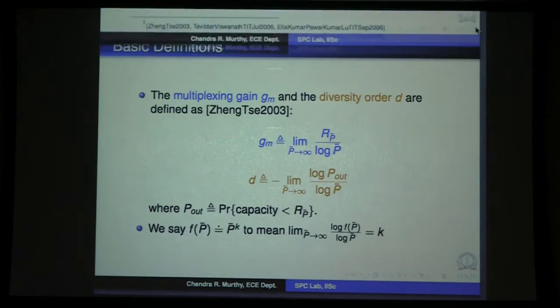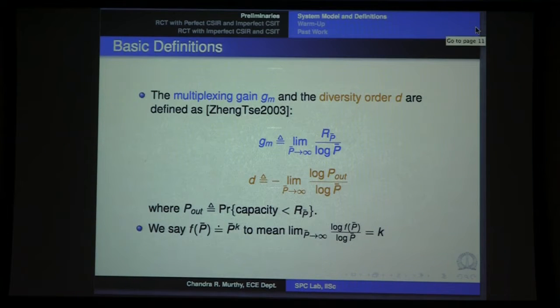degrees of freedom. Mathematically, the multiplexing gain is defined as the scaling of the target data rate, which is denoted R P bar, to the log of the transmit power, or the transmit power in the dB scale, as the transmit power goes to infinity. That limit is denoted by GM, and that's the multiplexing gain. And the diversity is the negative slope of the outage probability versus SNR in the log-log scale. And so we are interested in exploring the trade-off between D and GM.